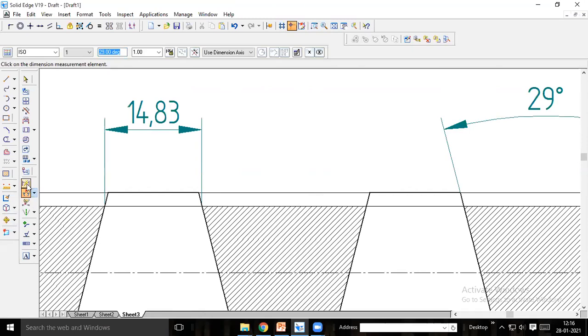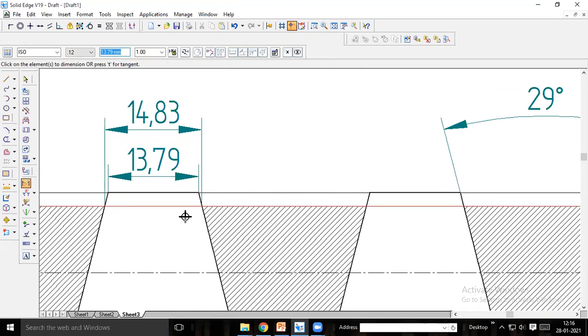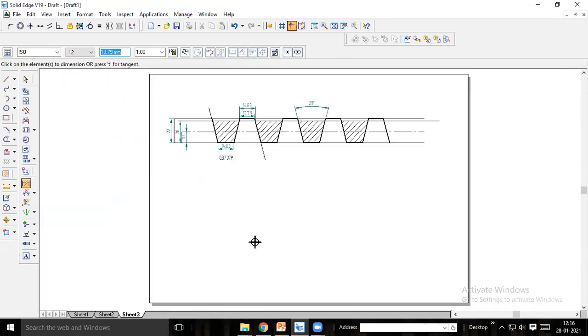You see here, this distance is different, 13.79. First you have to draw the 14.83 line, then you have to extend this line. Extend on either side, then you will get this flange line. That is the important point here.